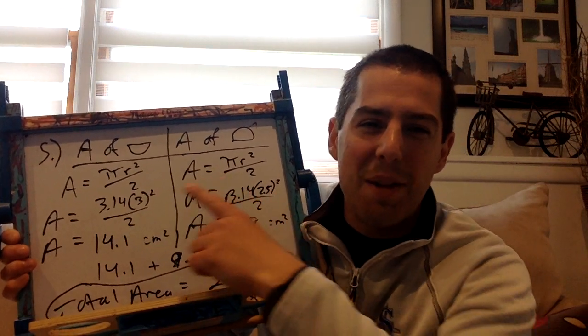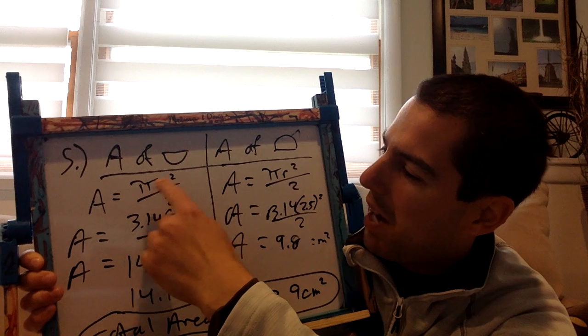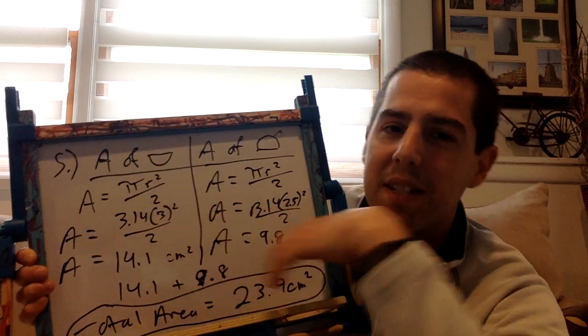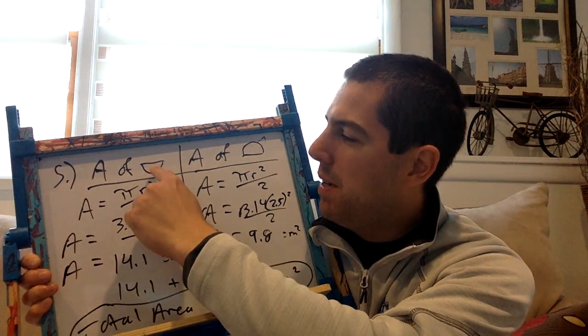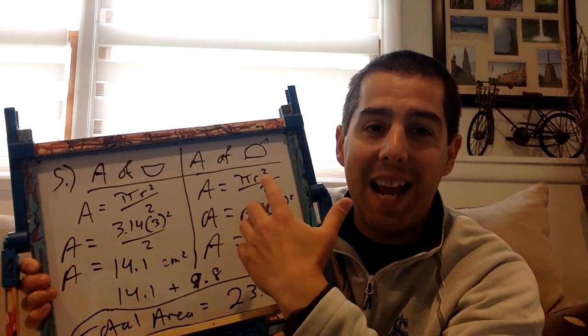Okay, the area of the semicircle is pi r squared divided by 2 because the semicircle is half the circle. And so this part at the top is me showing you what shape I was getting the area of.